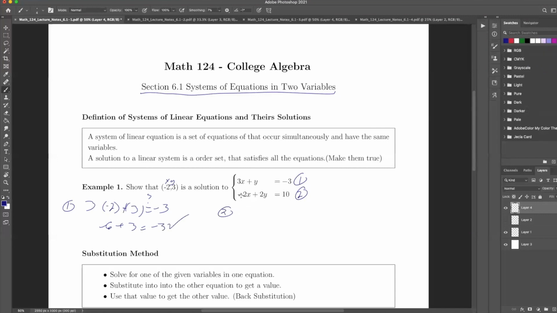We'll just plug this in here. So we'll have minus 2 times our x, which is minus 2, plus 2 times our y, which is 3. Does that equal 10? Here we get positive 4 plus 6 equals 10. So that's correct. And so a solution, the ordered pair, we plug x into the x and y into the y, and we get our solutions out.